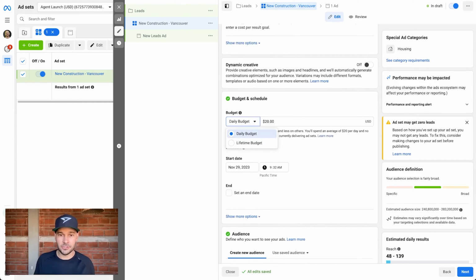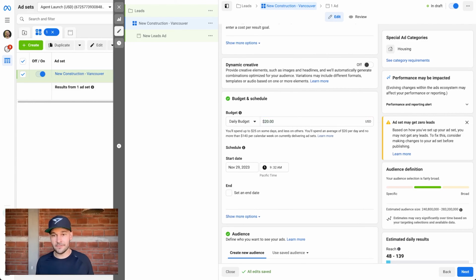Now there's two types of budgets. You can do a lifetime budget if you want to set a set campaign for something. Say you wanted to run your ads for a week, you could set a budget that runs your ads for a week. Most of the time, you're just going to do a daily budget. And you're going to set a daily budget of say $20. We can leave it at that. And so basically that would be about $600 a month.